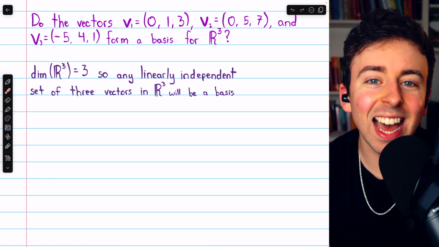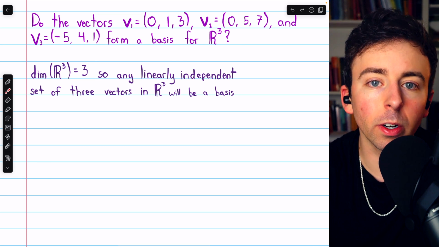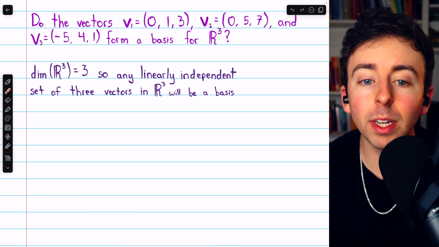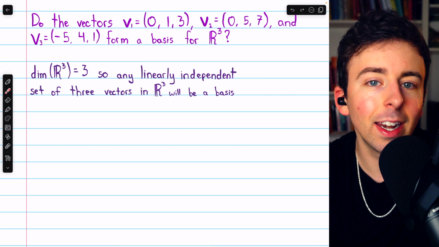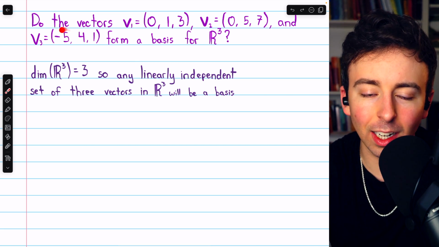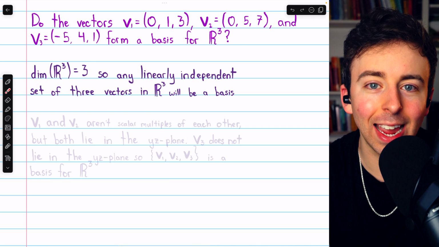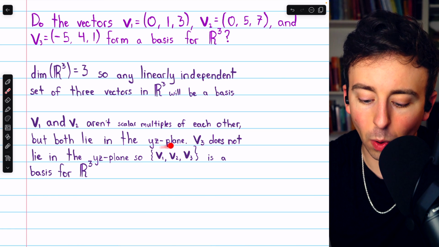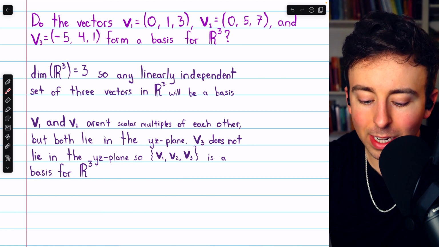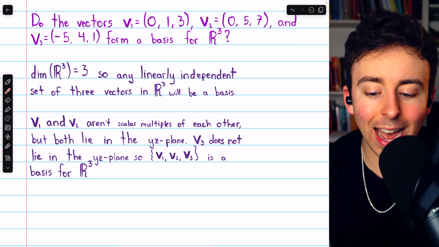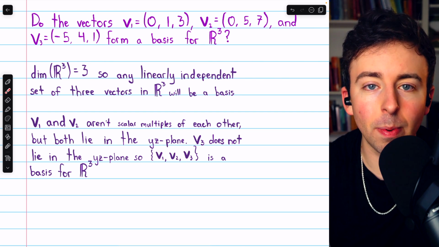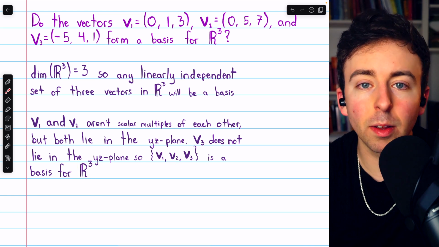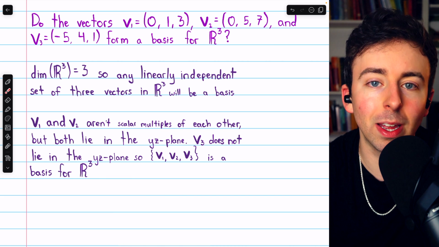We can easily say that yes, they are, because if they weren't, then v3 would lie in the same plane as v1 and v2, the yz plane. But clearly, v3 does not lie in that plane because its x-coordinate is -5. So it can't be in the yz plane. So we have that v1 and v2 aren't scalar multiples of each other, although they do both lie in the yz plane. Meanwhile, v3 doesn't lie in the yz plane. So yeah, these three vectors are linearly independent, and so they form a basis for R³. 3 linearly independent vectors will form a basis for a dimension 3 space.